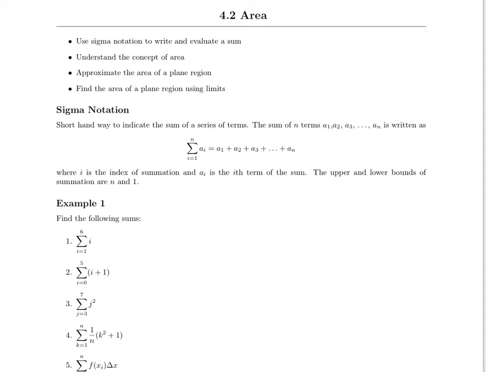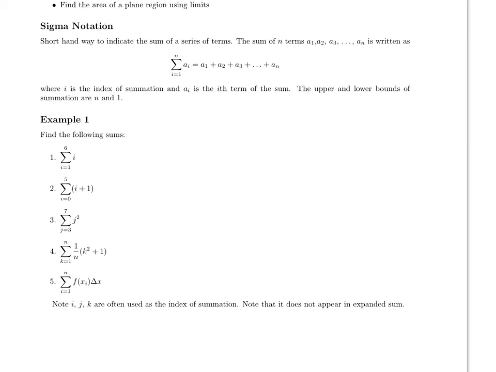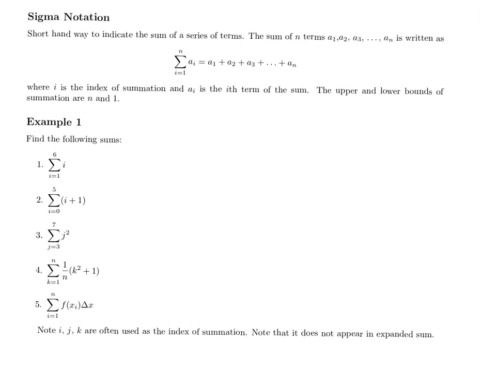When we talk about area, we're talking about finding the area of something by finding areas of much smaller things and then adding them all up. So we're going to learn some notation that's going to help us with that. And then we will talk about approximating the area of weird shapes. First thing we need to understand is this sum notation. Have you seen this before?